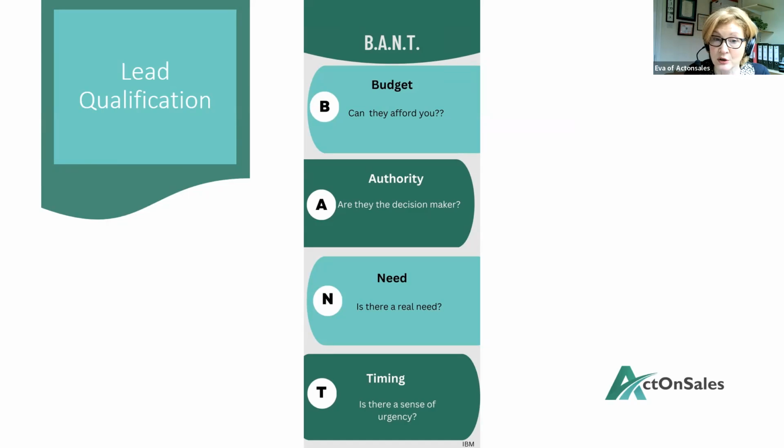So the main things to look out for is budget. Can they afford you? Are they the decision maker when you're speaking to them? Do they have a real need? And what is their timing? Is there a sense of urgency?